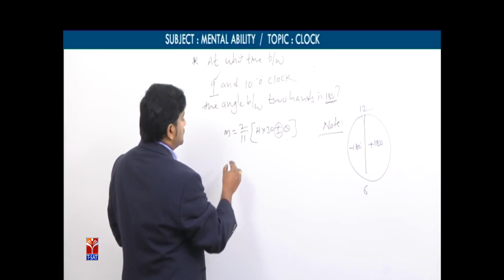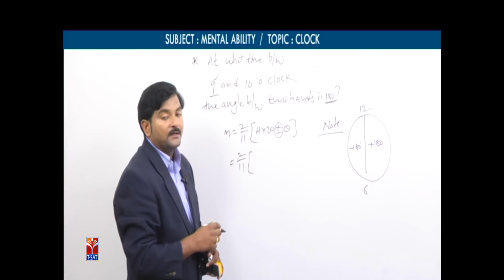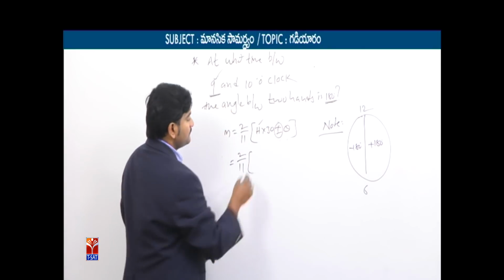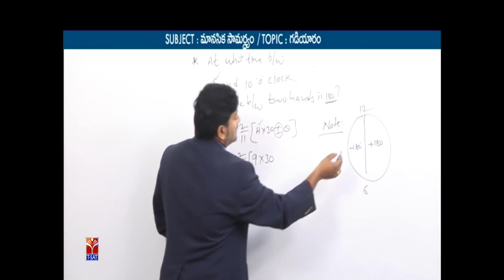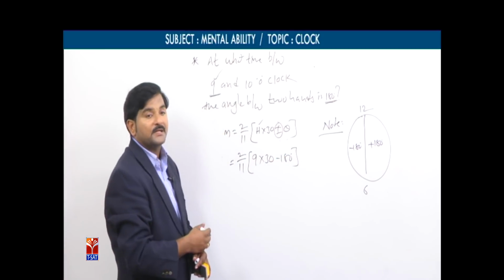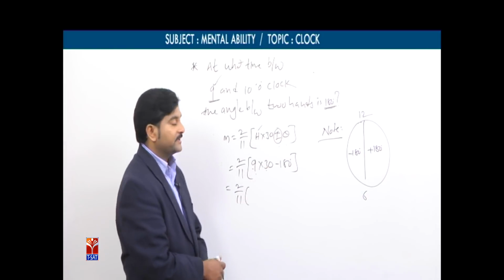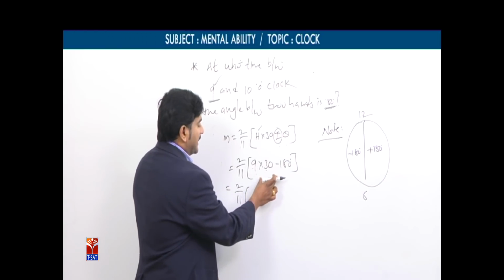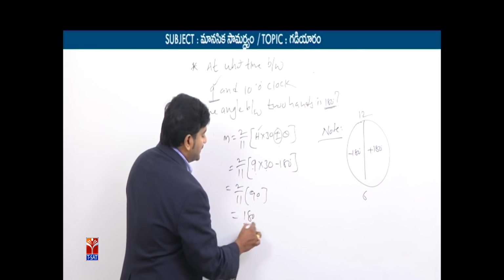So now let us solve the problem. The 2 by 11 formula is what? H into 30 plus or minus theta. What is our starting hour? Starting hour is equal to 9. That's why 9 into 30, here plus or minus is there. Since here the time comes under the second part, we need to take minus 180 degrees. So what you can say, my dear students? 2 by 11 into 9 into 30 means 270 degrees. 270 degrees minus 180 equals 90 degrees. 90 degrees into 2 means 180 degrees by 11.